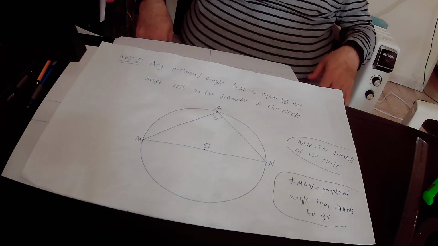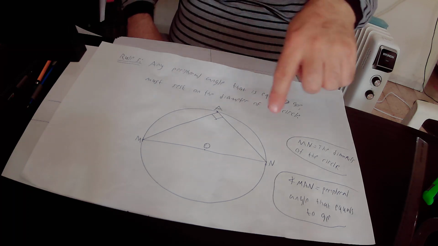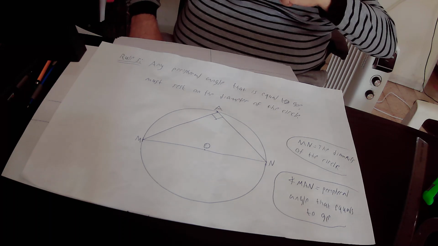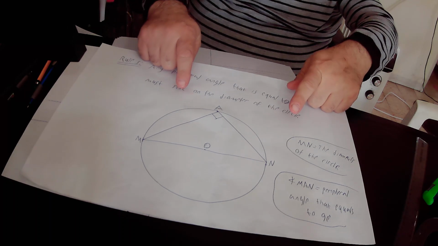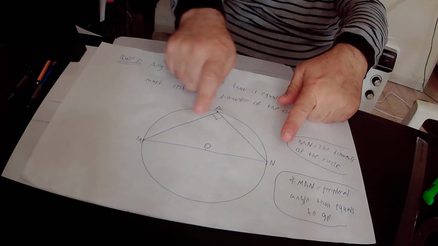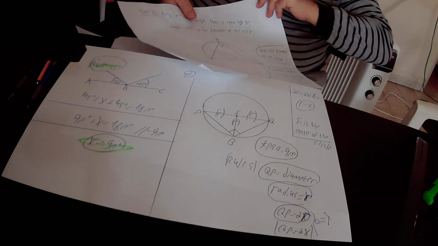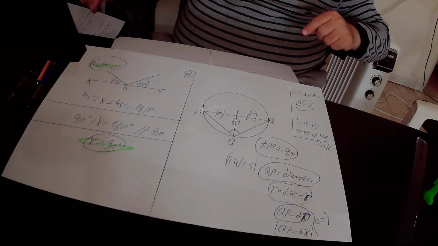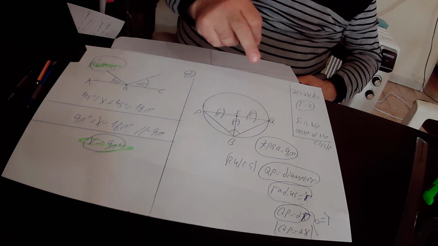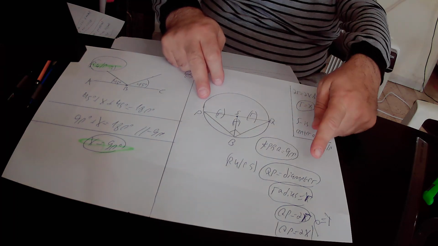According to rule number 5, any peripheral angle that is equal to 90 degrees must rest on the diameter of the circle. In the drawing we have a circle, inside the circle we have peripheral angle MAN that is equal to 90 degrees. Therefore, according to rule number 5, peripheral angle MAN must rest on the diameter of the circle. That is to say, MN is the diameter of the circle. So we can actually implement rule number 5 in our drawing. Why? Because in our drawing we have peripheral angle PBQ that is equal to 90 degrees. Therefore, peripheral angle PBQ rests on the diameter of the circle. That is to say, PQ, or QP, is the diameter of the circle.